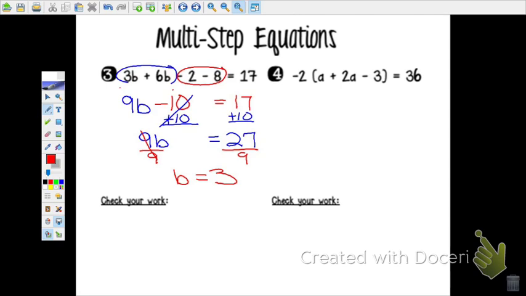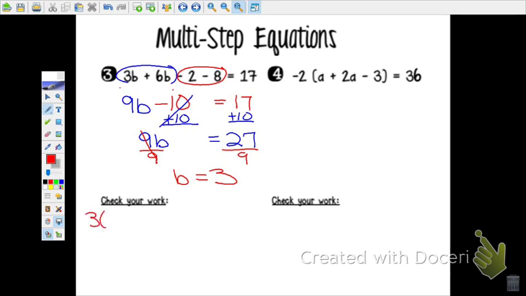So again, step by step, we need to show what it is that we are doing. Again, checking our work, we need to check in the original equation, not the simplified version. Because if I made a mistake when I simplified, it'll check, but it's because I'm checking into something that is not right. So we always check in the original equation.